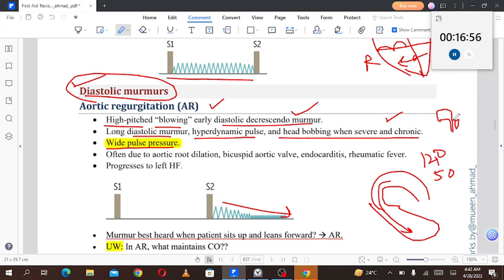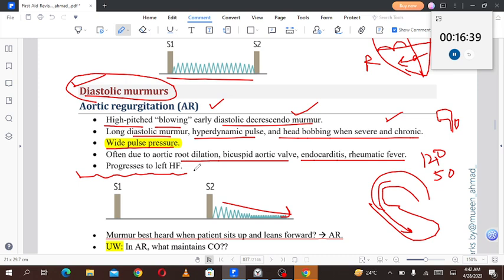you will not see a dicrotic notch. It is often seen due to the aortic root dilation, the bicuspid aortic valve that is seen with Turner syndrome, endocarditis and rheumatic fever, with progression to heart failure. So the aortic regurgitation may progress to the heart failure.